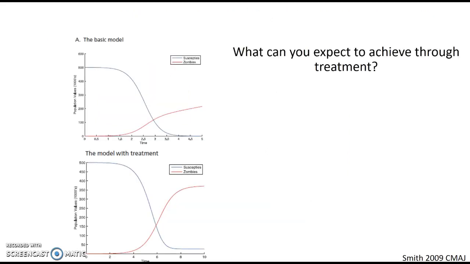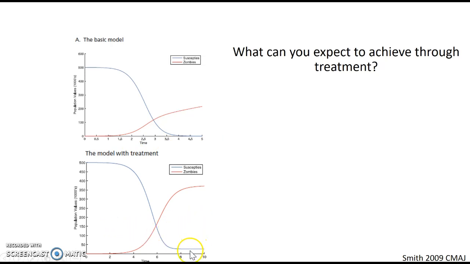This is important because your model is going to determine what you can expect to achieve through treatment. So if you think about each of those processes as having a rate of individuals being affected, then you can start to calculate based on a population value, which we know, the rate at which we can expect people, these susceptibles, to be converted into zombies, shown in the red line here. And this is the example that was given by Smith et al. And it shows initially, if you look at these, it doesn't look that promising.